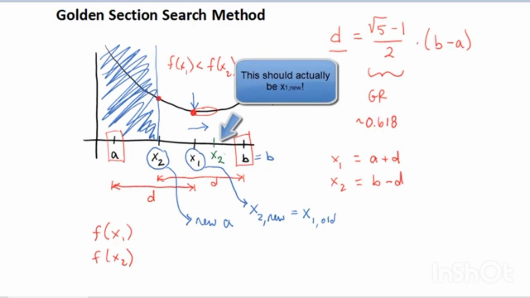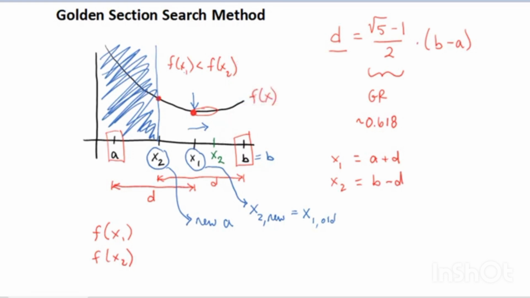It's a little bit different if we had found f of x2 less than f of x1, because then we would have eliminated stuff to the right of x1. And then you would rename x1 to be the new b, and the new x1 would be the old x2, and then we have to calculate a new x2.